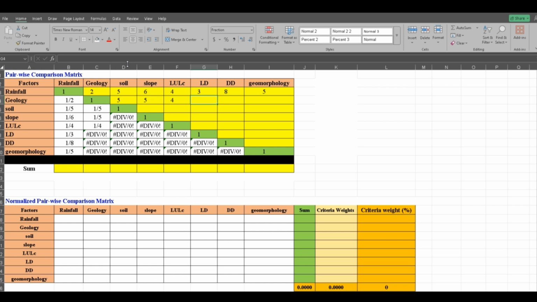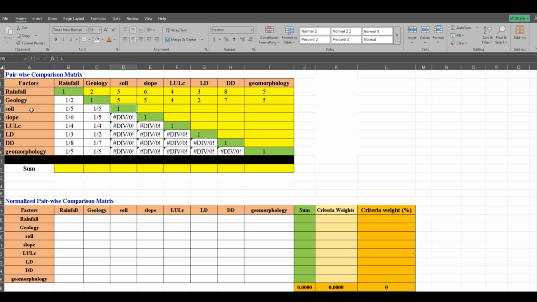Geology versus lineament density. Geology is weakly more important than lineament density. Geology versus drainage density. Geology is very strongly important. Versus geomorphology, geology is important. Now here, soil. Soil versus rainfall is the reciprocal of rainfall versus soil. Soil versus geology is the reciprocal of geology versus soil. And soil versus soil is equal to 1.